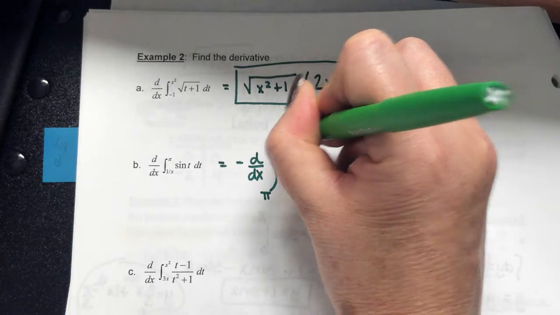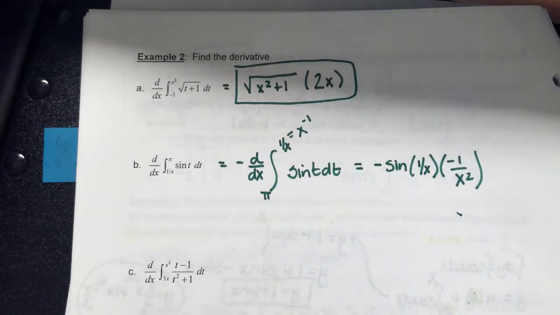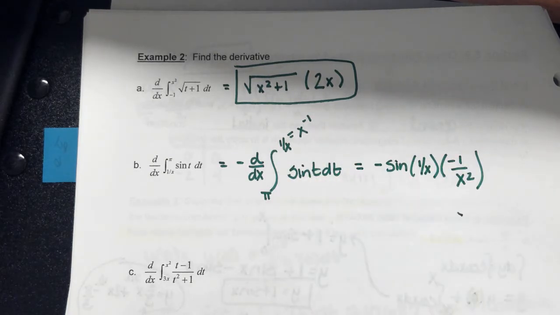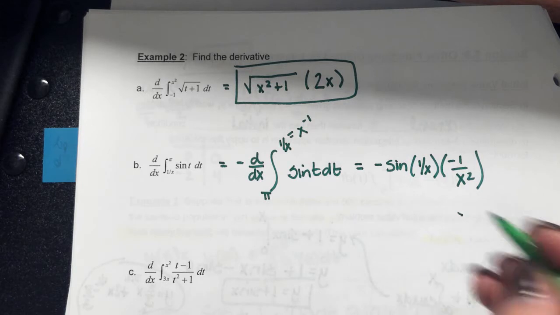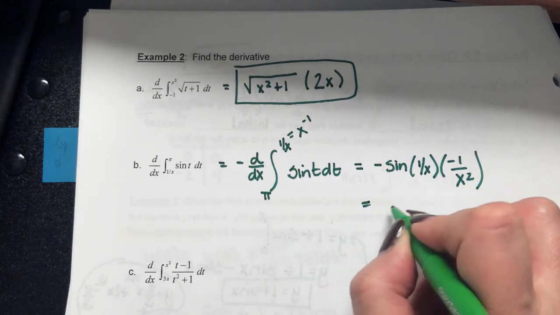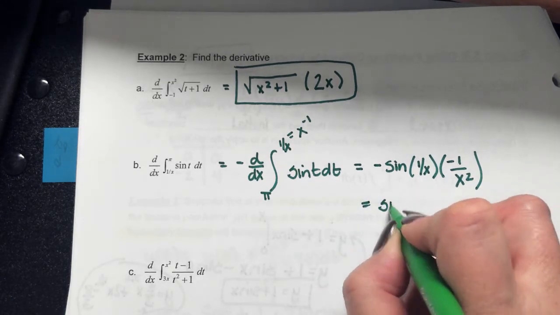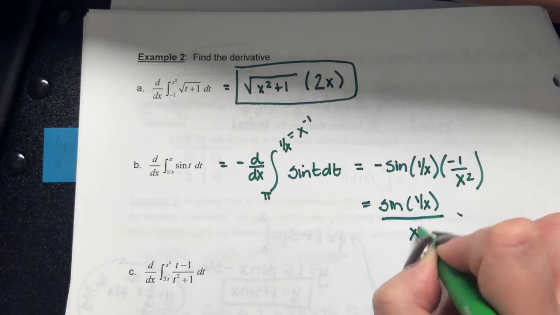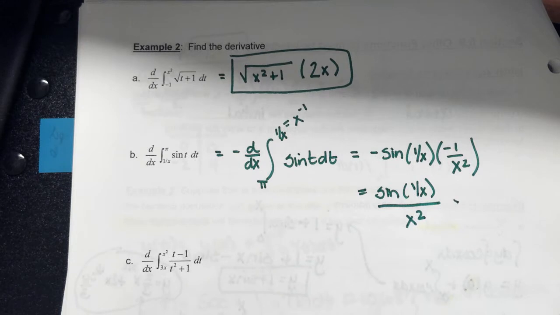Because remember, 1 over x is actually x to the negative first. So when you use your power rule, that's negative x to the negative second. If you wanted to clean this up a little bit, you have a negative times a negative, which is positive, so you could also write this as sine of 1 over x, all divided by x squared. Any questions on B? Now let's take a look at part C.